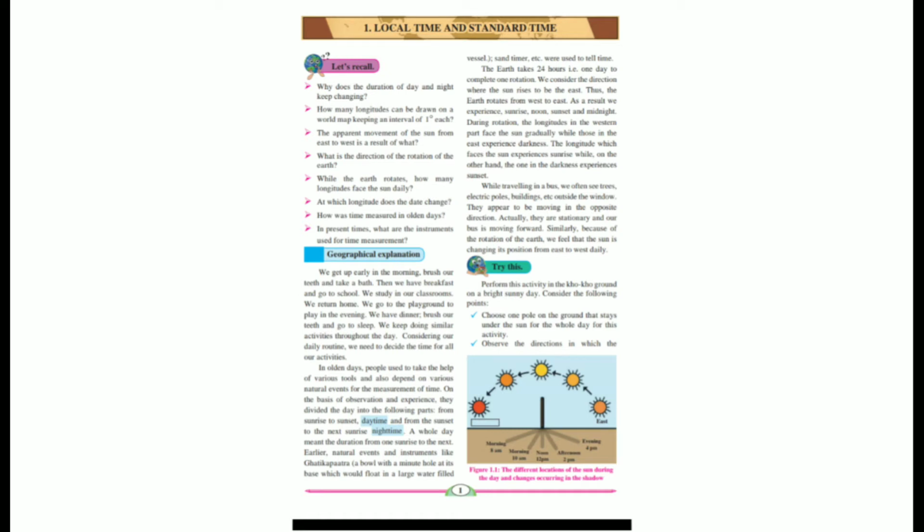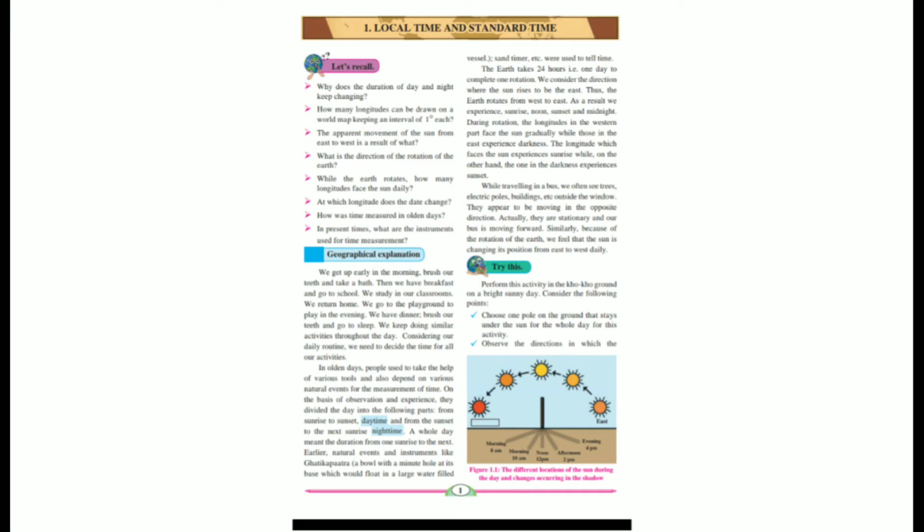We consider the direction where the sun rises to be the east. The sun rises in the east. Thus the earth rotates from west to east. We see that every day the sun rises from the east, but the earth rotates from west to east. As a result, we experience that the sun rises in the east. As a result, we experience sunrise, noon, sunset and midnight.